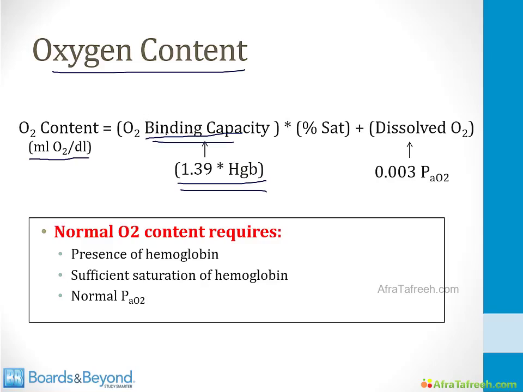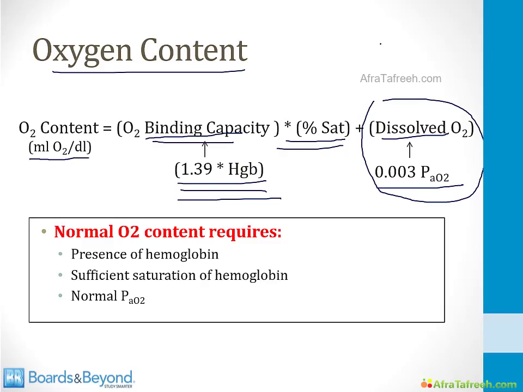You need to multiply this binding capacity by the percent saturation that we talked about earlier from the photodetector. If you have lots of hemoglobin but it's only 10% saturated, that doesn't represent much oxygen content. On the other hand, if you have lots of hemoglobin and it's 99% saturated, then you do have a lot of oxygen content in your blood. And then finally, we add the dissolved oxygen amount, which is equal to 0.003 times the PaO2. This is a very small amount of oxygen. Our bodies have evolved hemoglobin so that we can carry much more oxygen than we could if we were only able to carry the amount that dissolved into the blood.